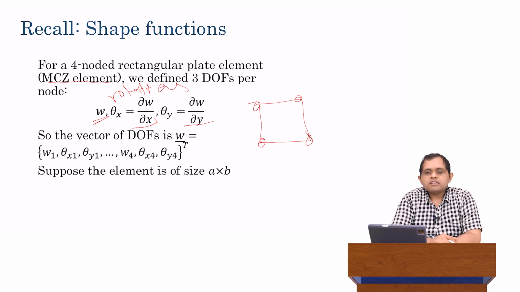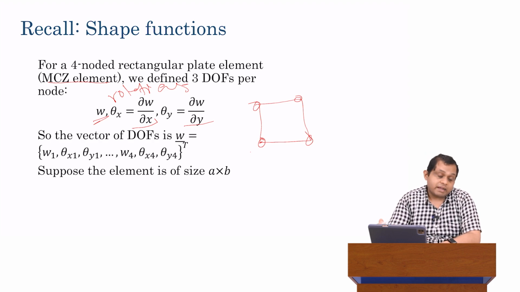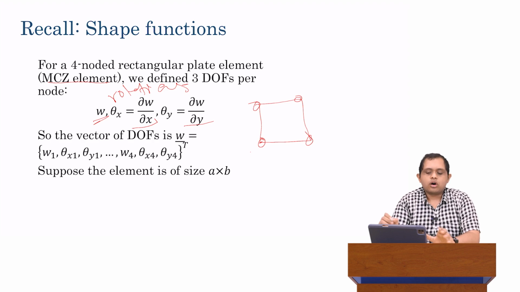So one way of putting this is that in an MCZ element, we have 4 nodes. Each node has 3 degrees of freedom. The degrees of freedom are the displacements and the rotations about each axis. But the mathematically accurate way to put it is the displacement as well as the first derivatives of the displacements of the system.